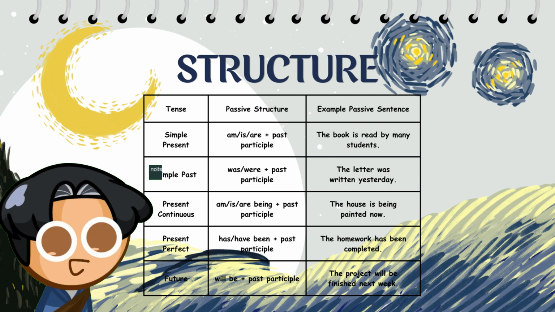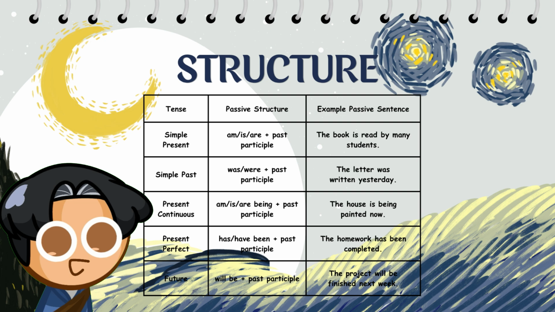The third one is present continuous. For the structure, am, is, are, being plus past participle. For the example, the house is being painted now. Is being shows the action is happening right now, and painted is the past participle. The focus is on the house receiving the action.